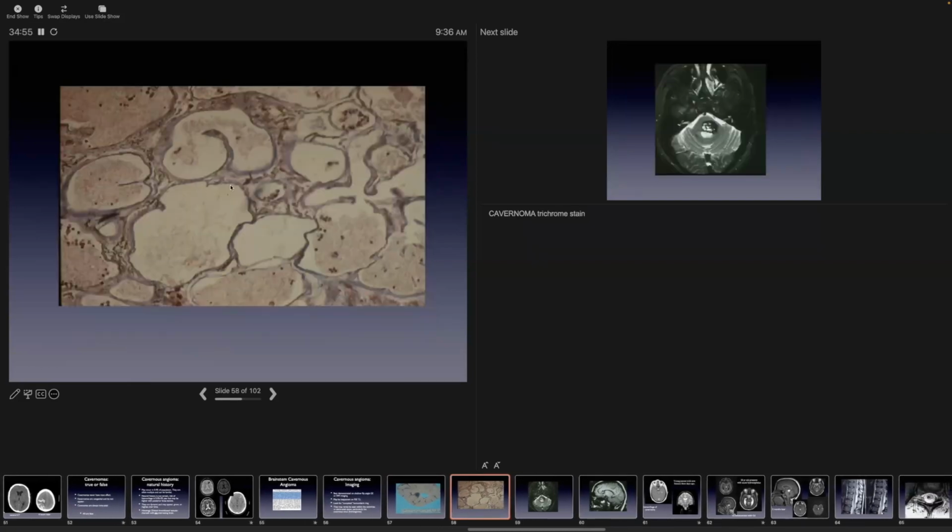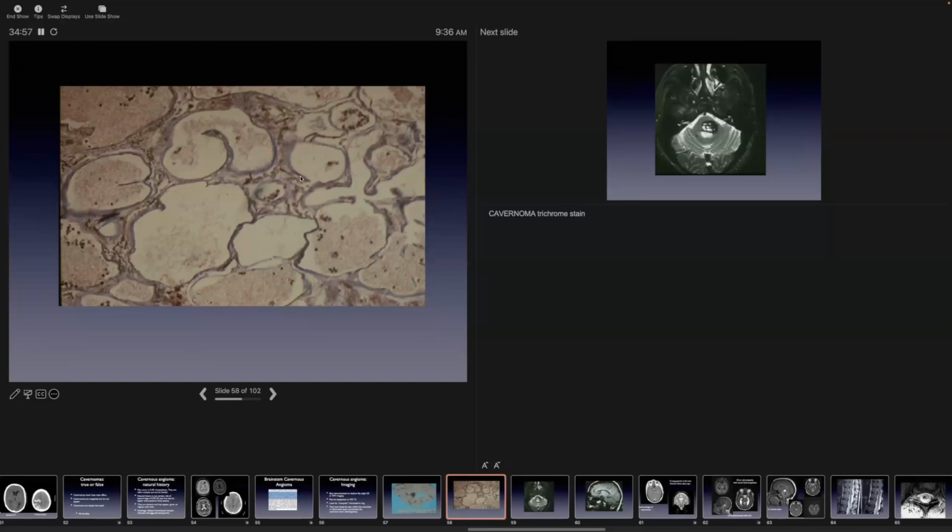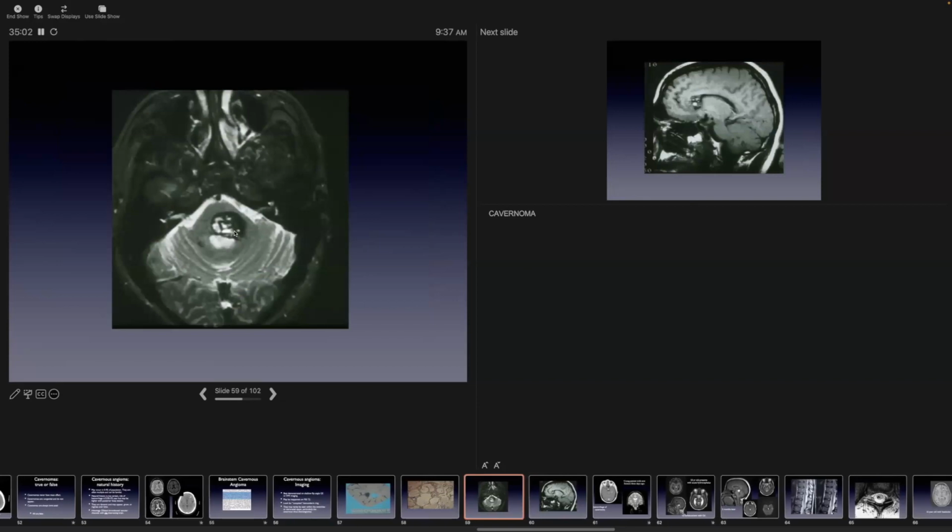And then you see this on the histologic section. These are dilated venous channels, and there's no intervening brain here. So that allows them to resect.